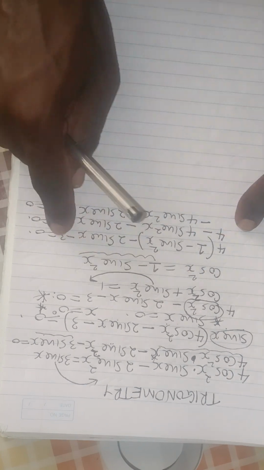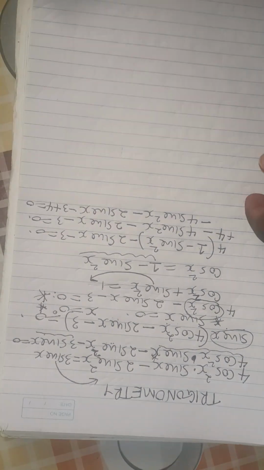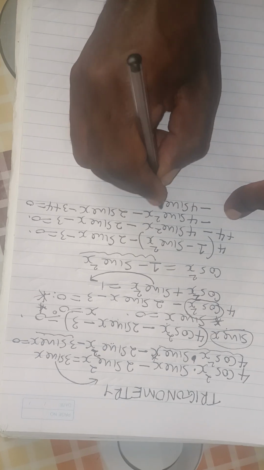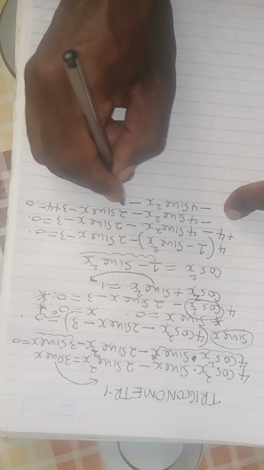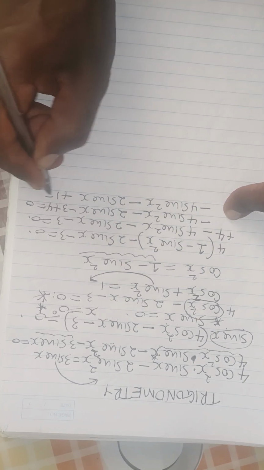So these are numerals with no sign. So minus 3 and then plus 4, assuming there's a positive sign here. So minus 3 plus 4. So the next is minus 4 sin squared x minus 2 sin x plus 1 is equal to 0.